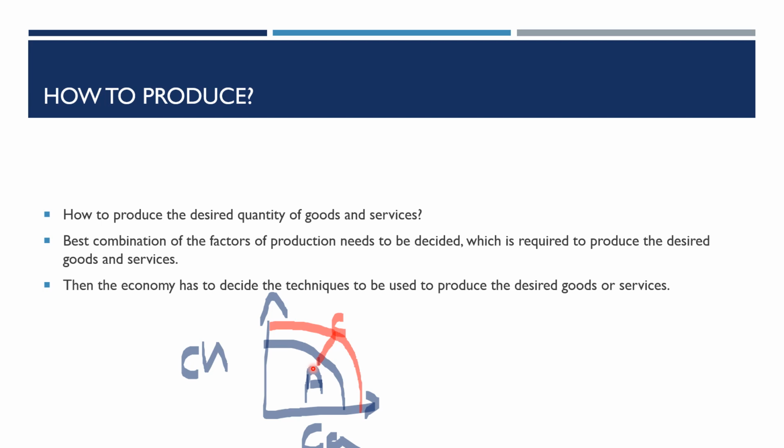And then now there are more resources available. The productivity of the resources has increased. So the production possibility curve shifts to the right side. That's a rightward shift. So from this production possibility curve, it shifts to the second production possibility curve. And now the economy will be producing at point C. It will be producing more of cakes. It will be producing more of chocolates. So this is how we can understand how to produce through the production possibility curve.